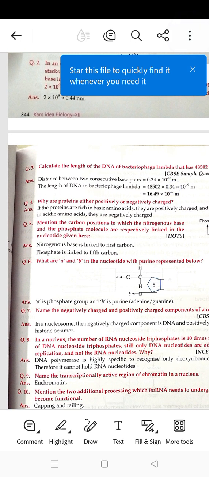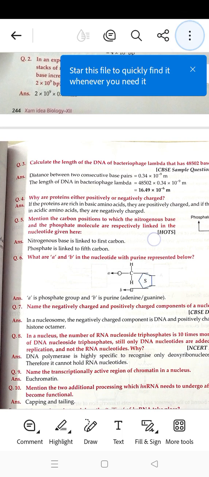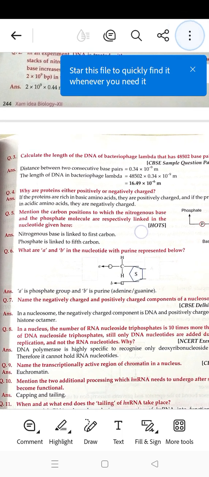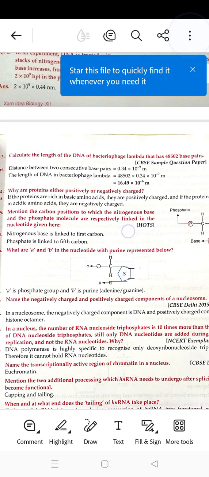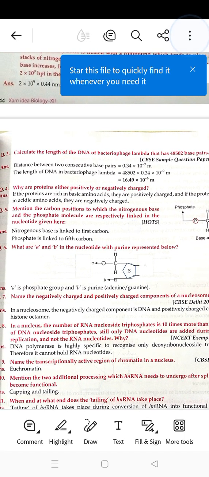Next question, third: calculate the length of DNA of bacteriophage lambda that has 48502 base pairs. So here the number of base pairs is given. So this is the same formula-based question.